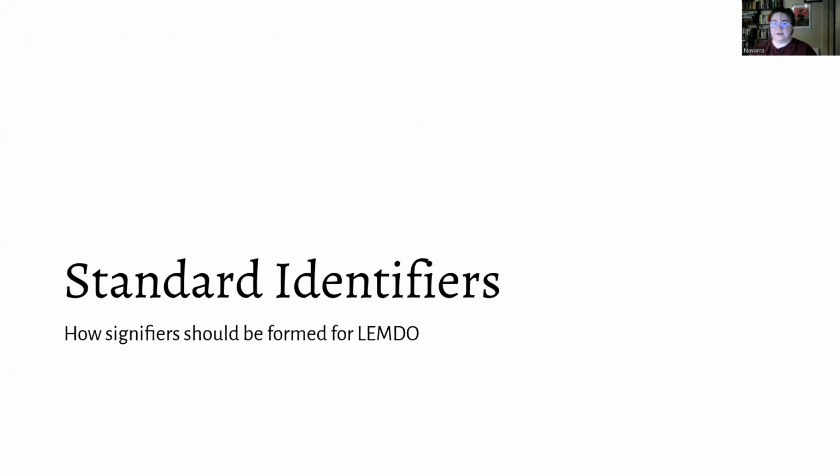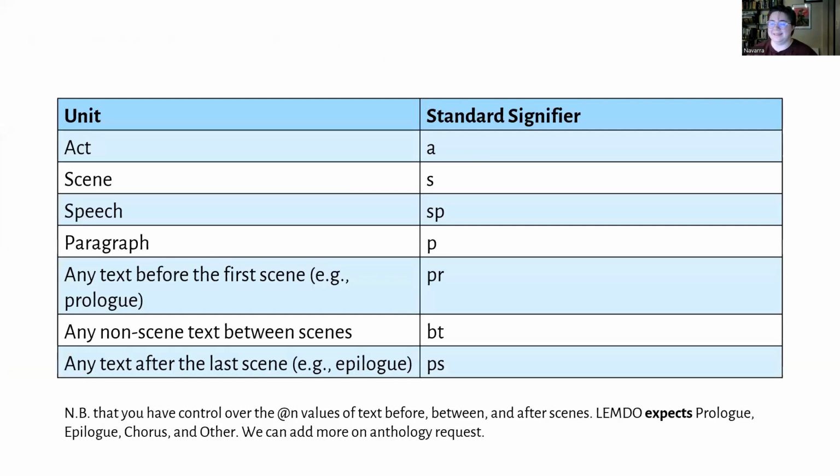Now, we do have a few standard identifiers that are how our signifiers should be formed for LEMDO. And these are them. Our acts should have A, scenes should have S, as we just said, speech is SP. Getting out of most modernized texts, but we do have this one as an extra one, is paragraph. So in your critical paratext, you will use the P element for paragraphs, and you will number those, and their signifier is P.